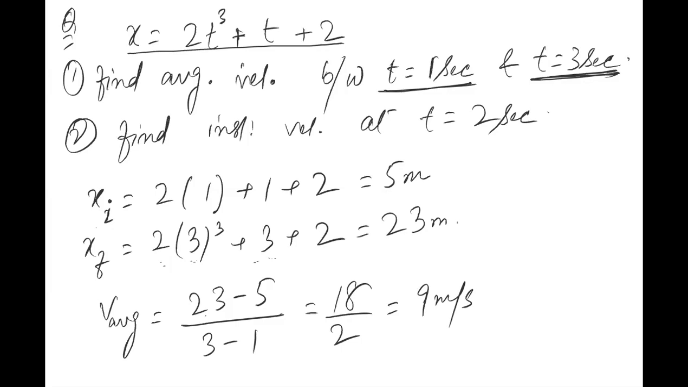Saksham, what was your answer? 27 meter per second. Was it for the average value of velocity or instantaneous velocity? Average, I'm getting average as 9 meter per second. Why did you get it as 27 or something else? Because I'm getting average velocity as 9 meter per second only. See my simplification. 2 into 1 cube is 2, plus 1 because the value of t is 1, plus 2 is 5. For 2 into 3 to the power cube, no, I have made some mistake.